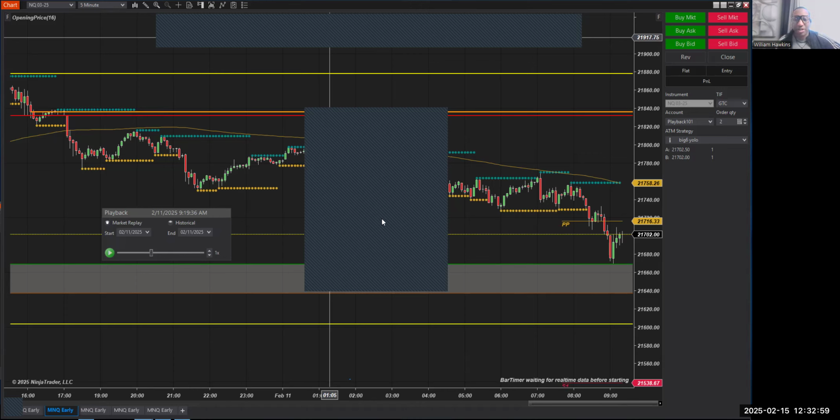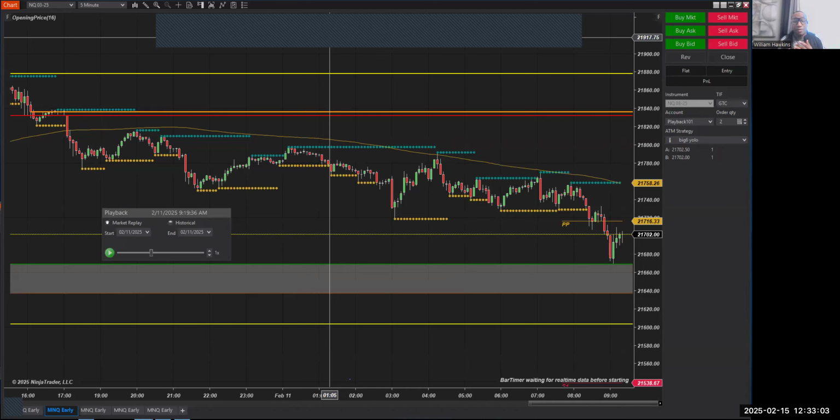Why do I take trades off the 5 minute? Now, you can take trades off the 1 minute. For me, the 1 minute just moves way too fast on NQ. Like if I trade ES, I'll take trades off the 1 minute on the ES because the ES moves a lot slower than NASDAQ.